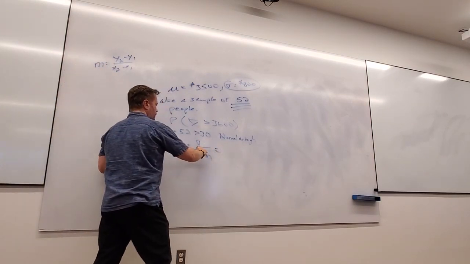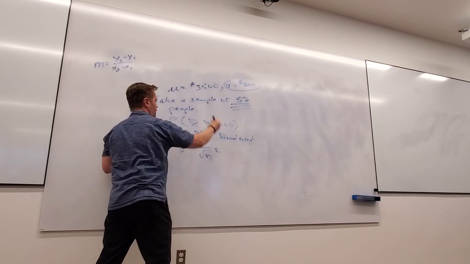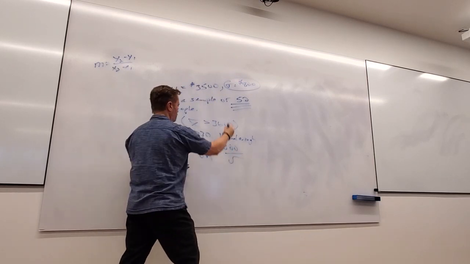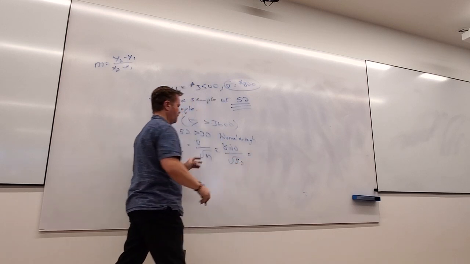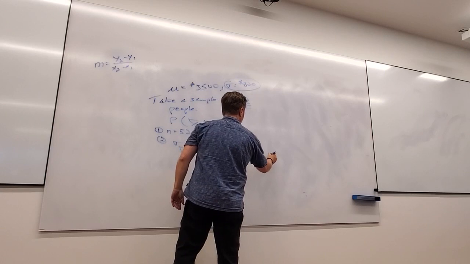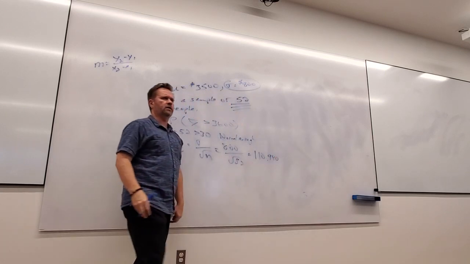So what was the old standard deviation, the one for individuals? 800. And what's the sample size? Sample size 52. So I'll do 800 divided by the square root of 52. The square root of 52 is about 7.211, and 800 divided by that is about 110.940. Okay, let me stop for a minute.